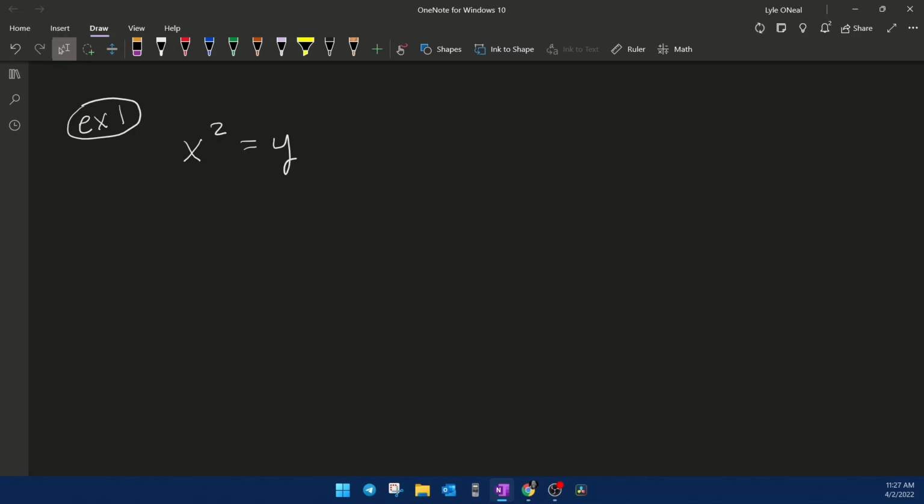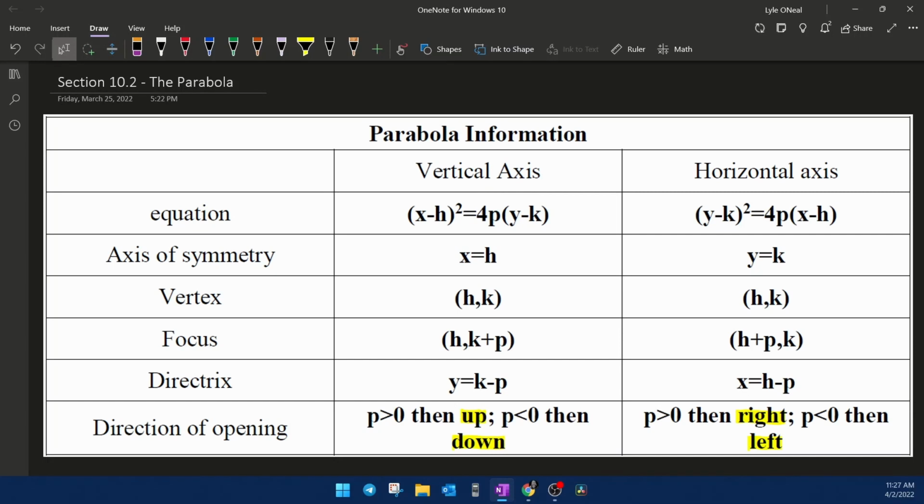So the first thing we want to do is go to our information chart and determine whether we have a vertical axis of symmetry or a horizontal axis of symmetry. We need to figure out which column of formulas apply to our problem. And that's not hard because if you're given the equation in standard form, you simply need to know, is the x squared or is the y squared? In our case, the x is squared, so all of the vertical axis formulas apply to us.